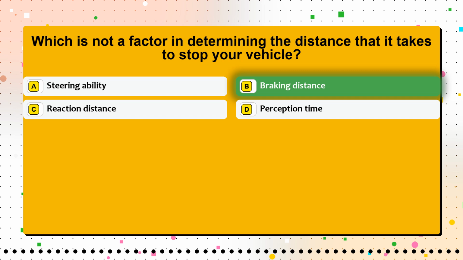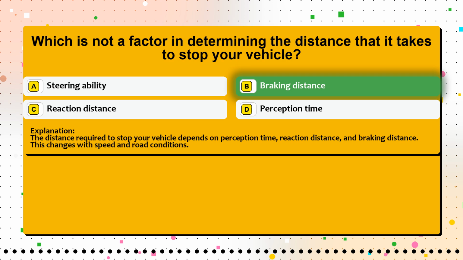The correct answer is option B, braking distance. The distance required to stop your vehicle depends on perception time, reaction distance, and braking distance. This changes with speed and road conditions.